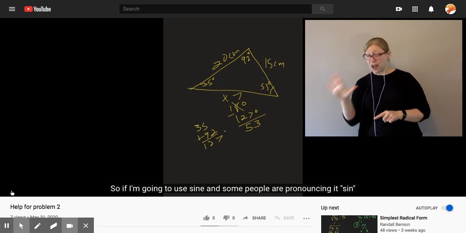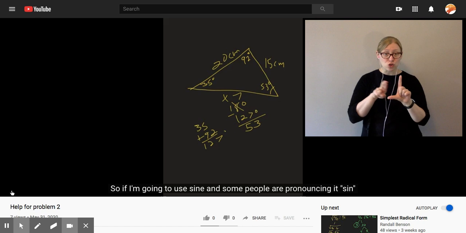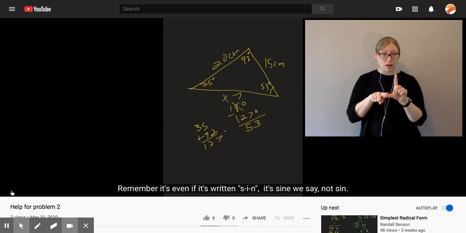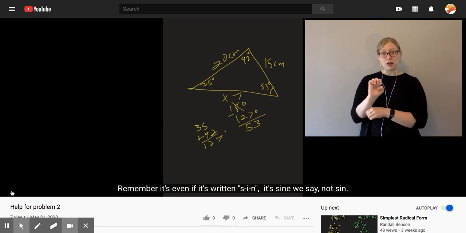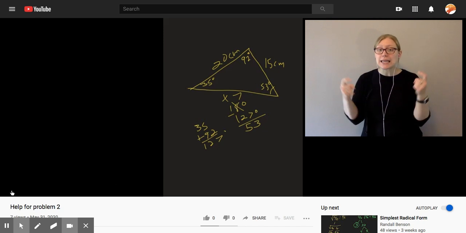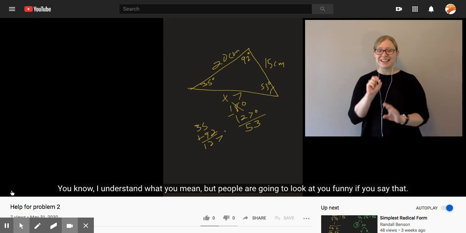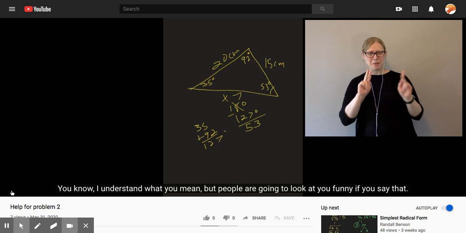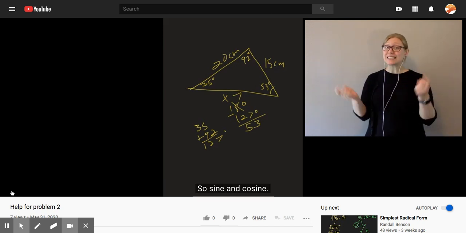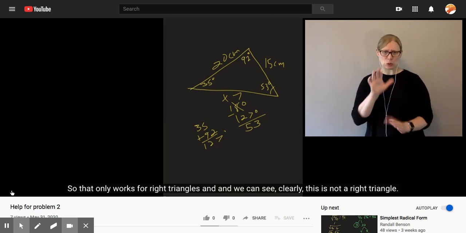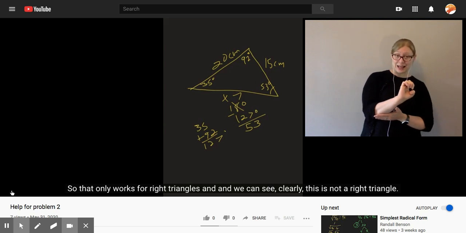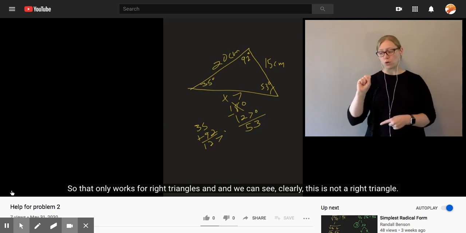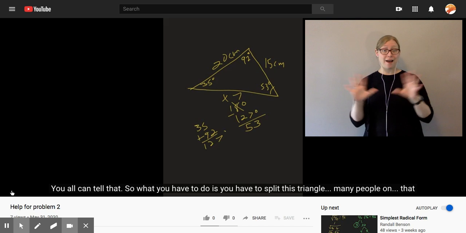So if I'm going to use sine, and some people are pronouncing it sin, remember, even if it's written S-I-N, it's sine. We say sine, not sin. I understand what you mean, but people are going to look at you funny if you say that. So sine and cosine only work for right triangles, and we can see clearly this is not a right triangle. You all can tell that.